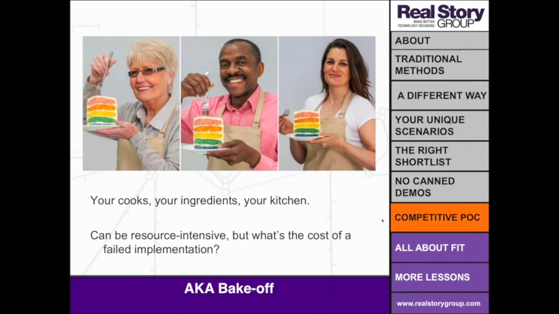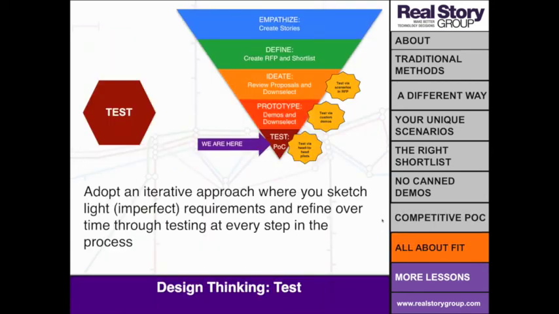So again, make it as real as possible. Your cooks, your ingredients, your kitchen. And some of the pushback here that we hear all the time is that this is really resource intensive, but you're right, and it can be. But what's the cost of a failed implementation? So the more you can test, and the more you can make these test cases as real as possible, the better off you'll be, and the less surprises you'll get when you actually start an implementation. It's better to learn those lessons earlier before you sign the contract.